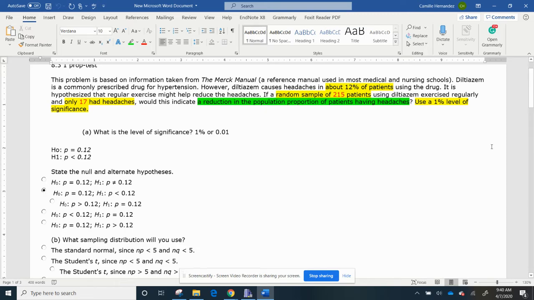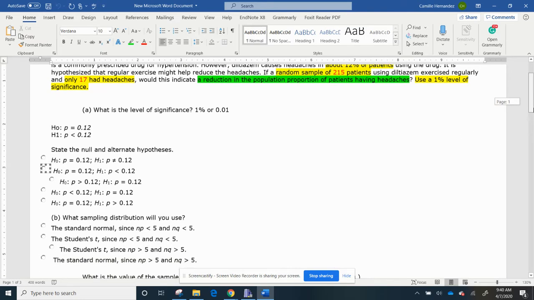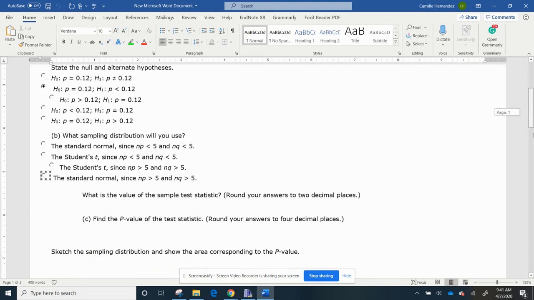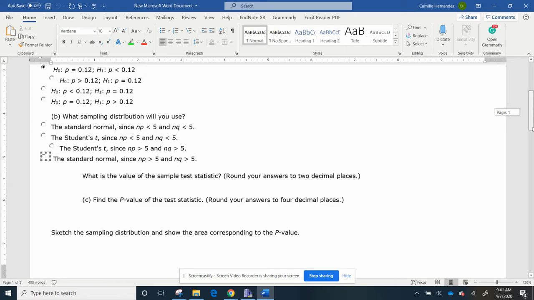All right, so I'm going to keep going. Okay, so why are we doing this? Remember when we did proportion, this is a standard normal, but it follows different rules because we're using proportions. And remember the rule was that n times p had to be greater than 5 and n times q had to be greater than 5. If that's not ringing a bell, go back to the proportion intervals and that should help. All right, so now it wants the value of my test statistic and my p-value.